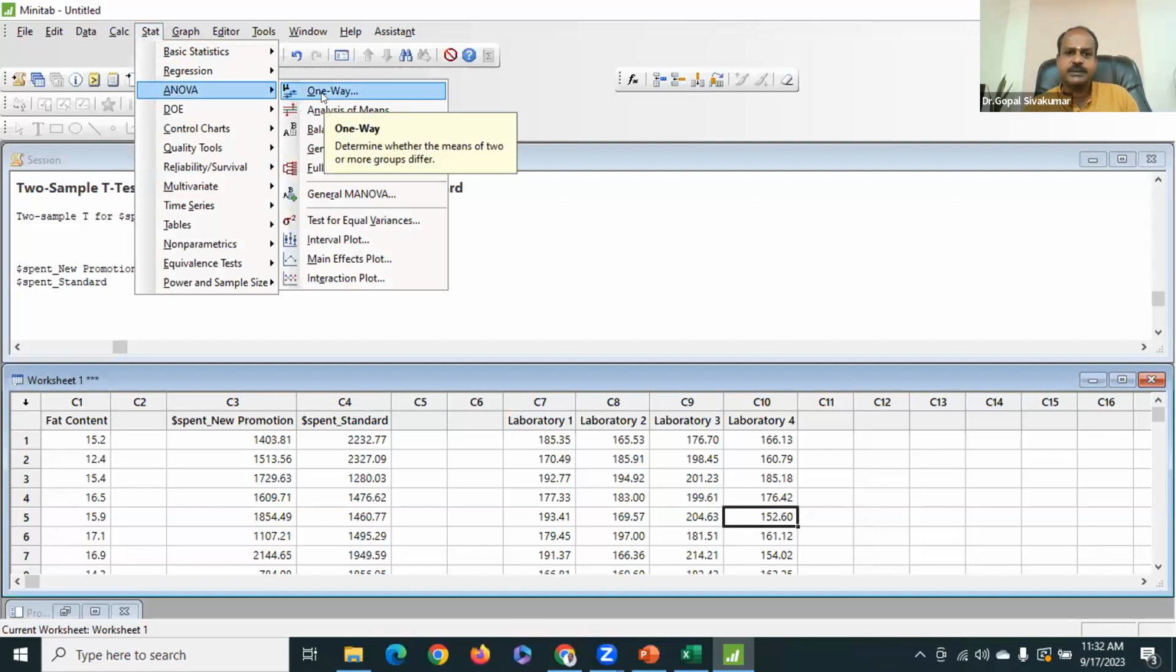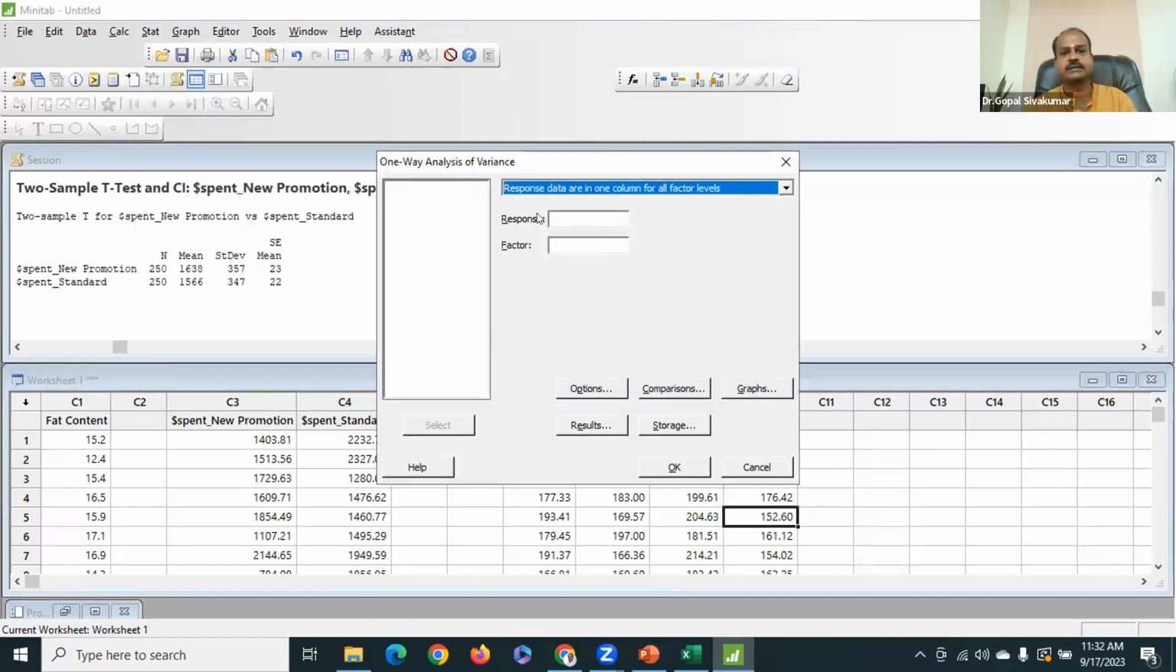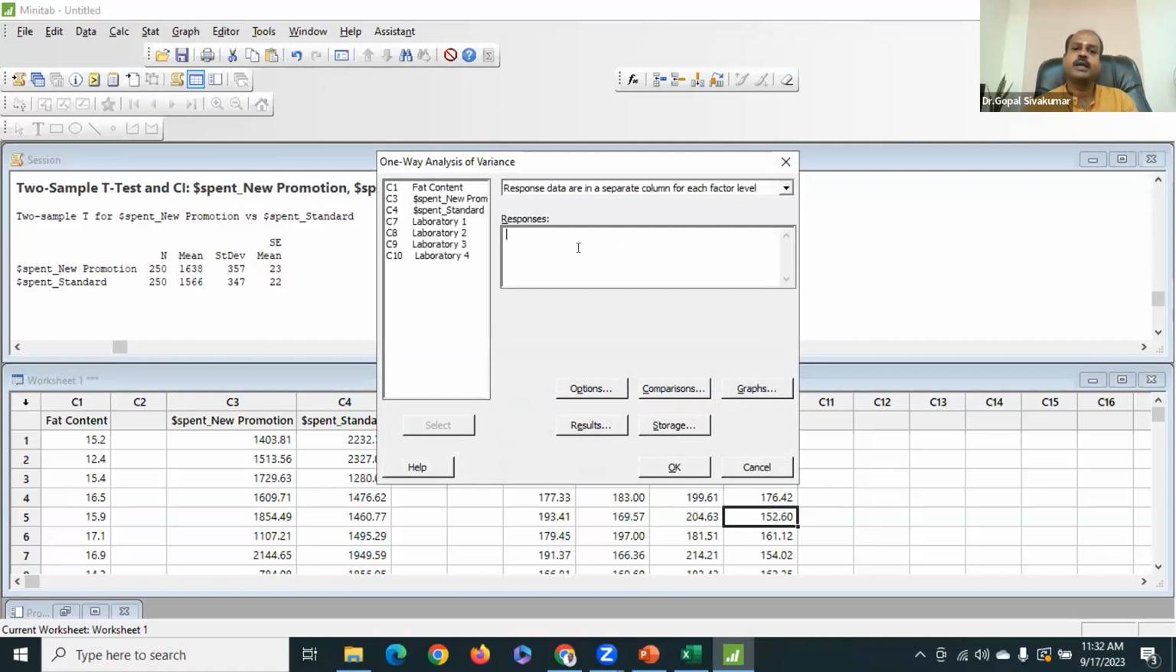What is the description? It determines whether the mean of two or more groups differ. So I click this. Response in one column or response in separate columns. Response in separate columns. Now, where are the responses? Laboratory 1 in column 7, column 8, column 9, column 10. I select all of these, but one important assumption is that variances are equal.